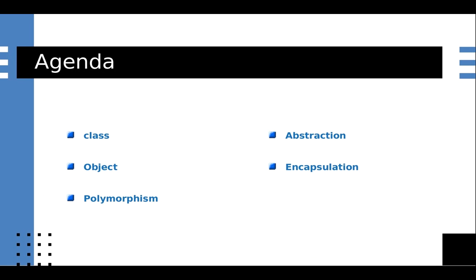The agenda for today's session is the features of object-oriented programming. So we'll be covering classes, objects, polymorphism, abstraction, encapsulation, and inheritance. These are all the features of object-oriented programming, and these are what we are going to cover in today's session.